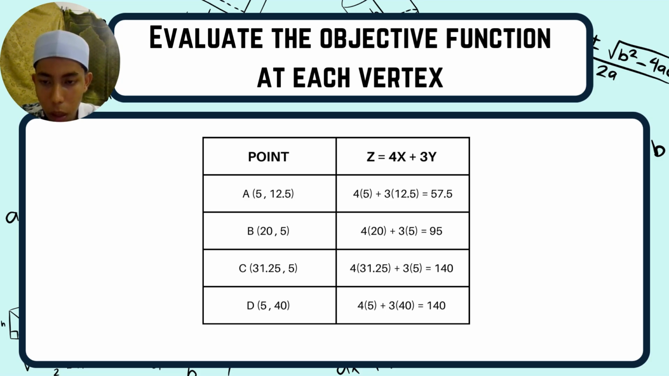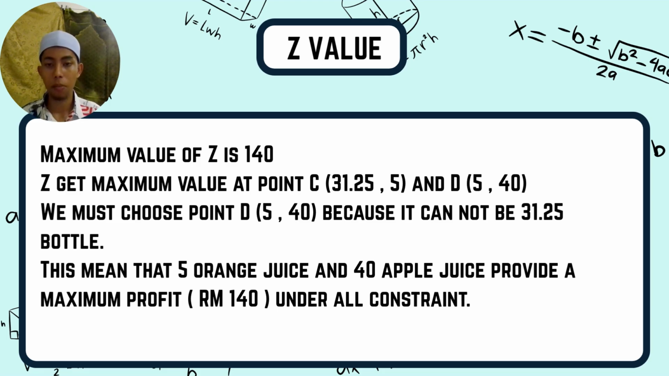Then at point B, we get 95. For point C, we get 140. And at point D, we get 140 also. So the maximum value of Z is 140, which occurs at both point C and D. The maximum value of Z is 140. Z gets its maximum value at points C and D.